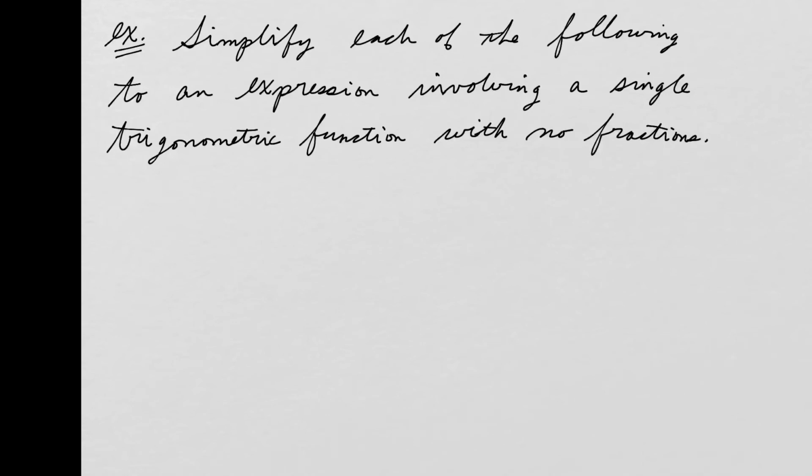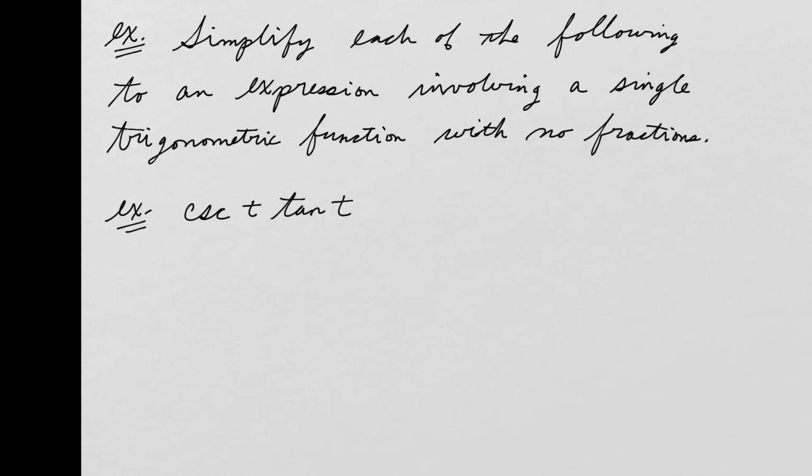Okay, so the first problem is this. I'm given cosecant of t, using t instead of theta for my angle, times tan of t. I want to simplify that to a single trig function with no fractions.